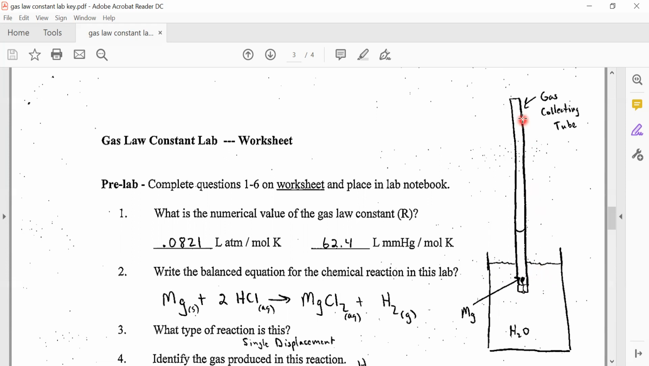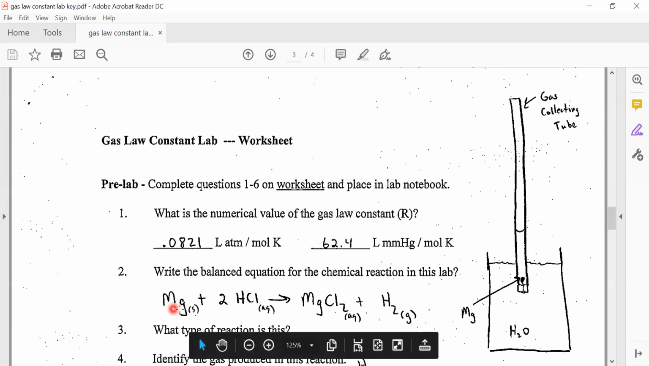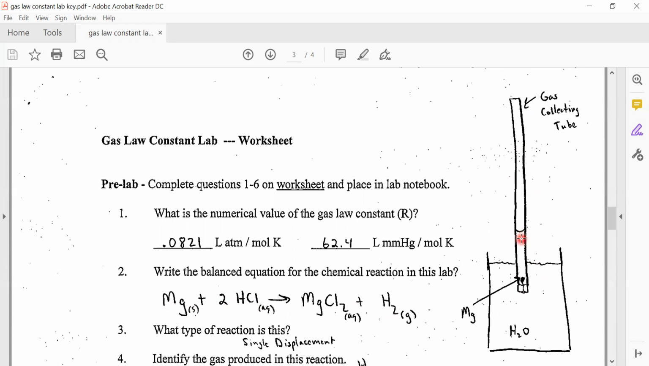Well, the hydrochloric acid is going to be more dense than the water, so it's going to sink down to the bottom. And when it meets the magnesium, we're going to get this reaction, magnesium plus hydrochloric acid, and we're going to get hydrogen gas. And the hydrogen gas is going to start to bubble up in there. And hopefully it stops bubbling before we get to the end of the tube right here.